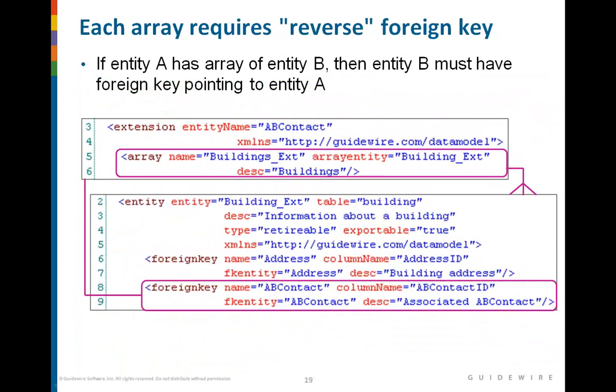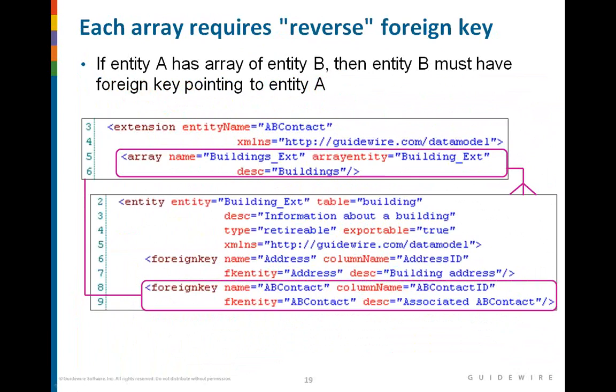If I say abcontact.buildings, it should fetch the records. How exactly will it do that? It will navigate to the building table, and from the building table it will look for which contact we are searching for. Let us say the contact is 101. The query will be something like: select star from buildings where abcontact ID equals 101. It will fetch all the records that match the abcontact ID, because we are invoking the buildings on a particular contact.